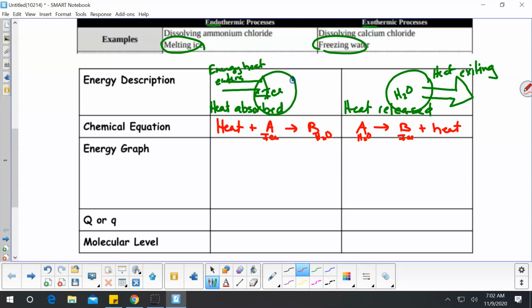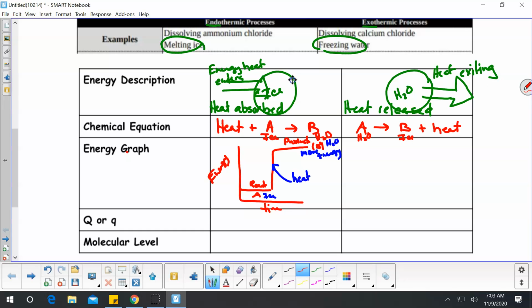Now, if we did an energy graph, it would look like this. So this would be energy, and this would be time. For the first one, if it's endothermic, I would have my reactants here, or we could say A, and at the end, I'm going to get my products, or we could say B. So this means heat is going into it, so the products have more energy than the reactants, because they absorb that heat. Okay, so this would be my ice here, and then this would be my water here.